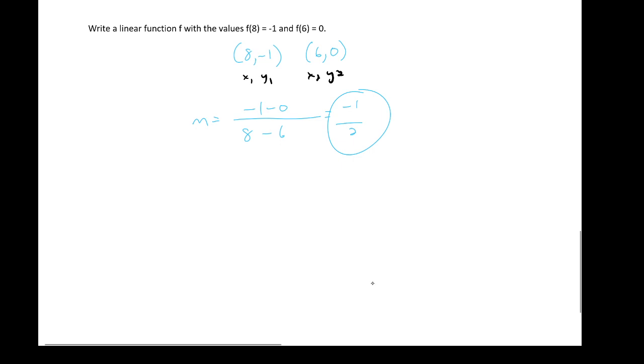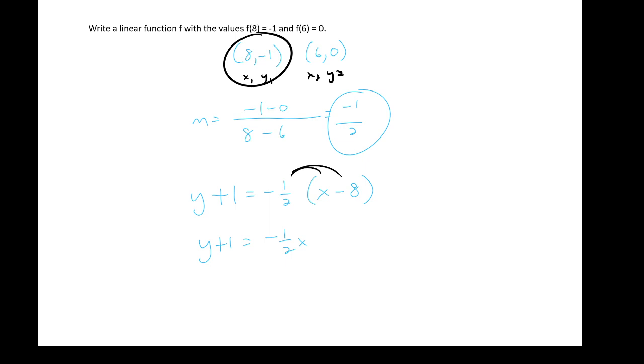So choose one of these points. Let's choose this one over here, (8, -1). We have y minus -1, which is plus 1, equals our slope, -1/2, times our quantity x minus 8. Again, we wanted the linear function, so it has to be in slope-intercept form. This should be quick for us. We're pretty good at this now. So y plus 1 is equal to -1/2 x, and -1/2 times -8 is +4.